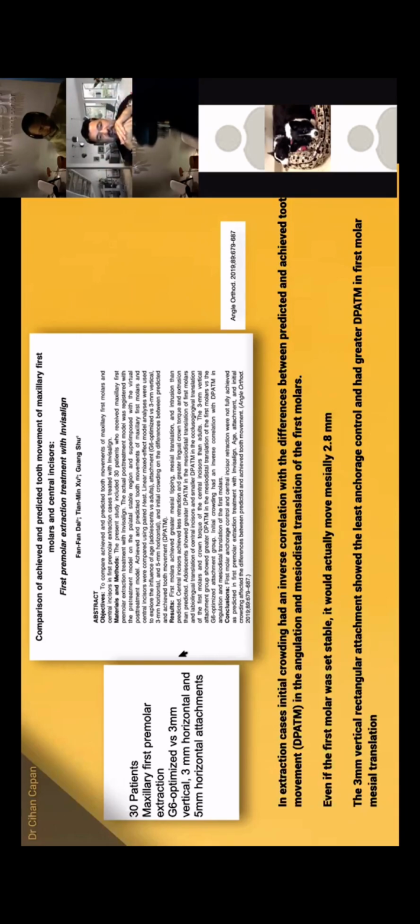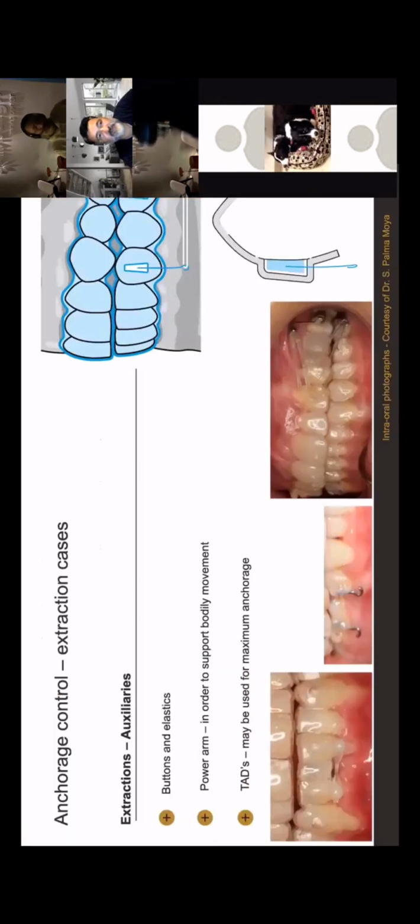On the other hand, there's an interesting finding, which I mainly use, and probably you use this vertical rectangular attachment too. The 3 millimeter vertical rectangular attachment showed the least anchorage control and had greater differences between predicted and achieved tooth movement in first molar mesial translation. I will show it on the ClinCheck. It's really interesting, but there is a discussion about it. I will talk about it later.